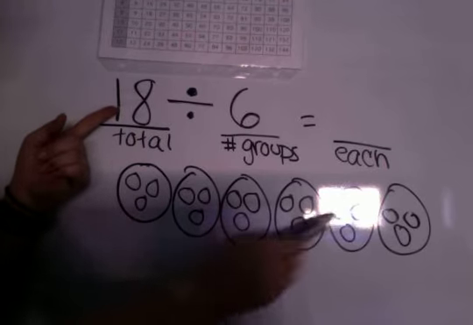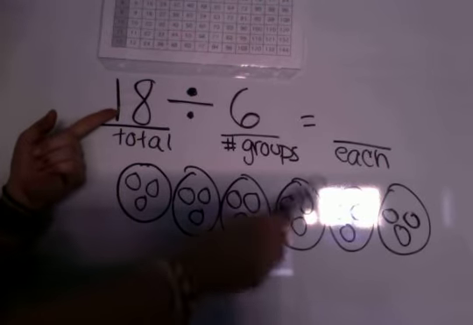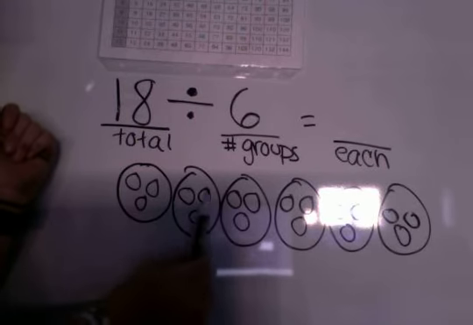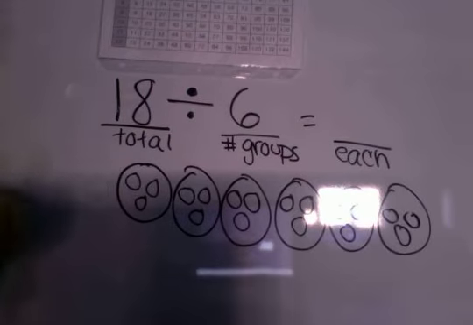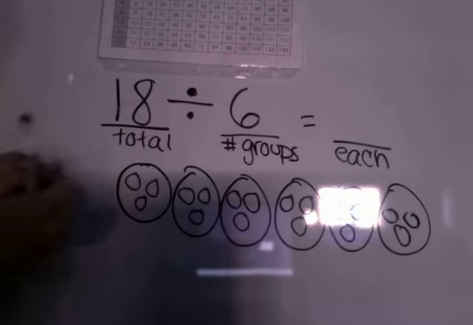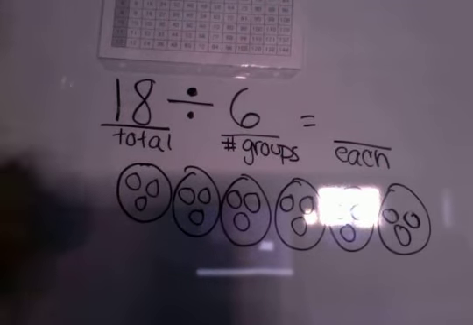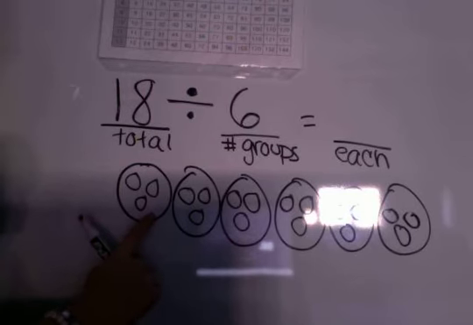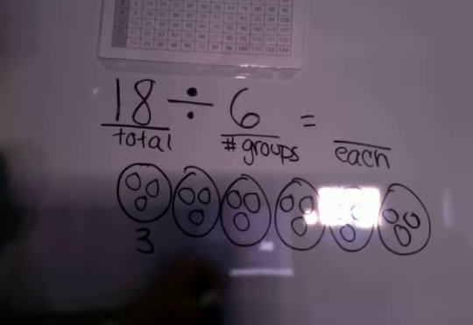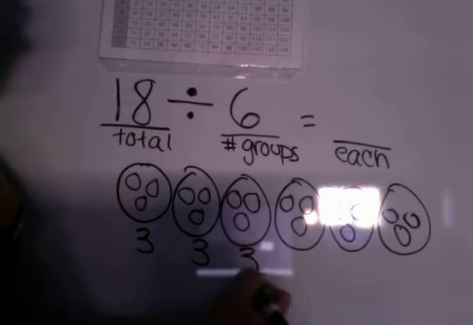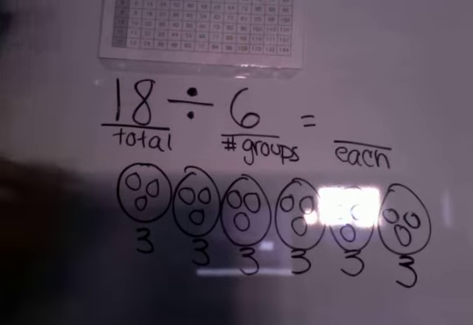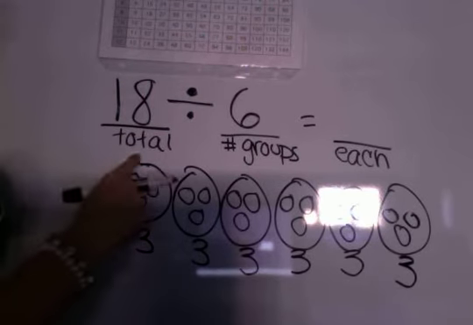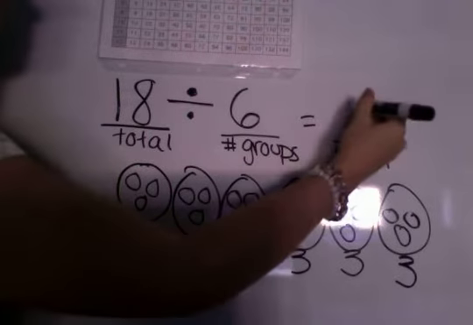If I counted, I would have 18 total. So I've got 18 objects total in my 6 groups. But now my quotient, or my answer, is how many are in each? Well, in this one there is 3. In each of the groups there is 3. So that means 18 divided by 6 equals 3.